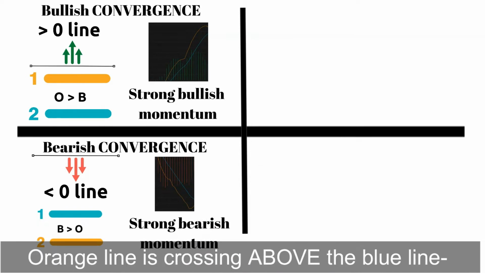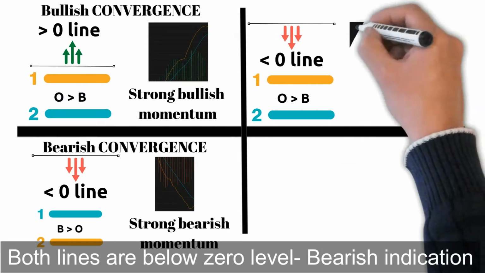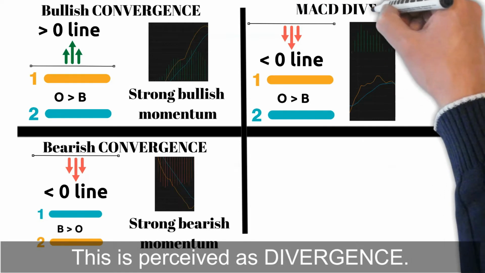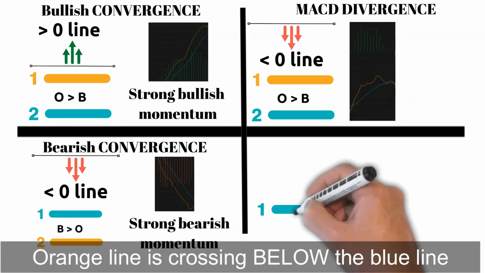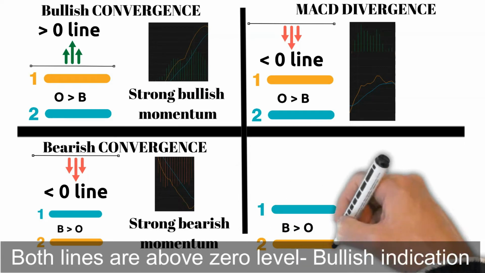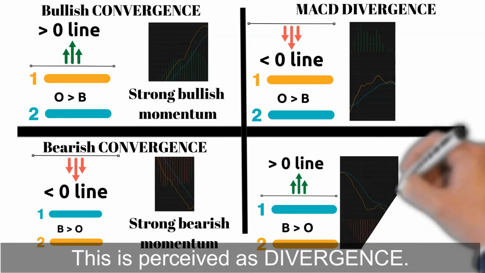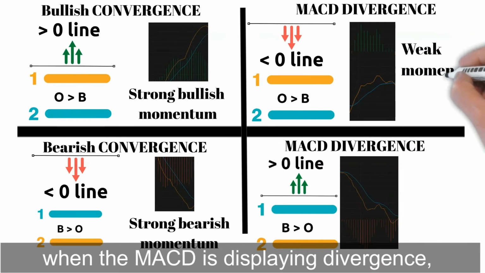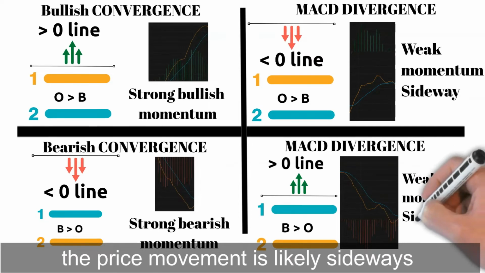Third scenario, the orange line is crossing above the blue line, a bullish indication, but both lines are below the zero level, a bearish indication. This is perceived as divergence. Fourth scenario, the orange line is crossing below the blue line, a bearish indication, but both lines are above the zero level, a bullish indication. This is also perceived as divergence. For the third and fourth scenarios, when the MACD is displaying divergence, the price movement is likely sideways or has no momentum.